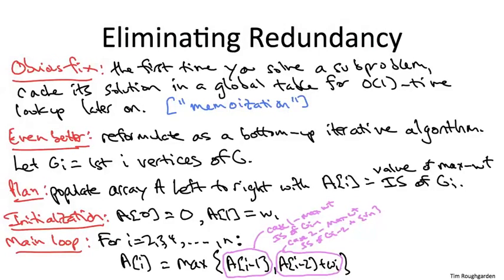Pretty cool. What's the runtime? Well, this is probably the easiest algorithm whose runtime we've ever had to analyze. Obviously, it's linear time, constant time for each iteration of the for loop. Why is the algorithm correct? Well, it's just the same as our recursive algorithm. It makes exactly the same decisions. The only difference is it doesn't bother with the spectacular redundancy of resolving subproblems it's already solved.